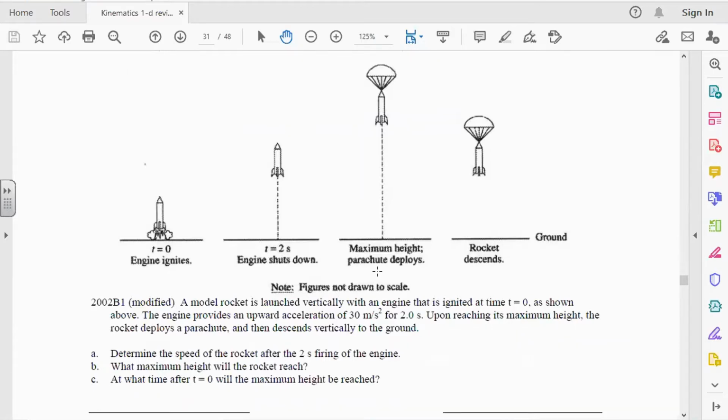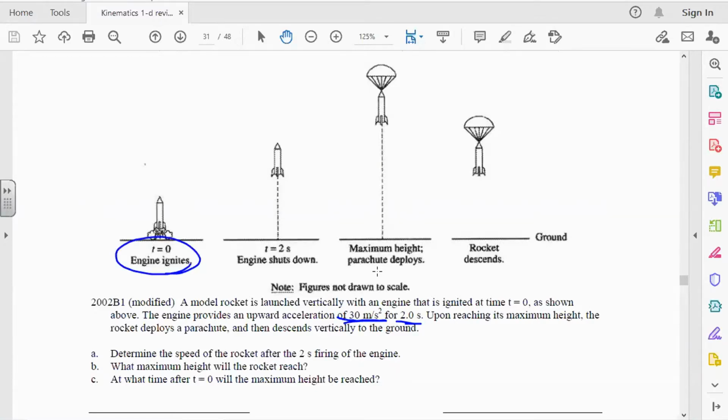It's part C. Which one? C. The speed? So determine the speed of the rocket after 2 seconds. All right, so we know in the question it tells us it has an acceleration of 30 meters per second squared for 2 seconds, and it's being launched upward. So that means it's not moving. At this point, it's not moving.